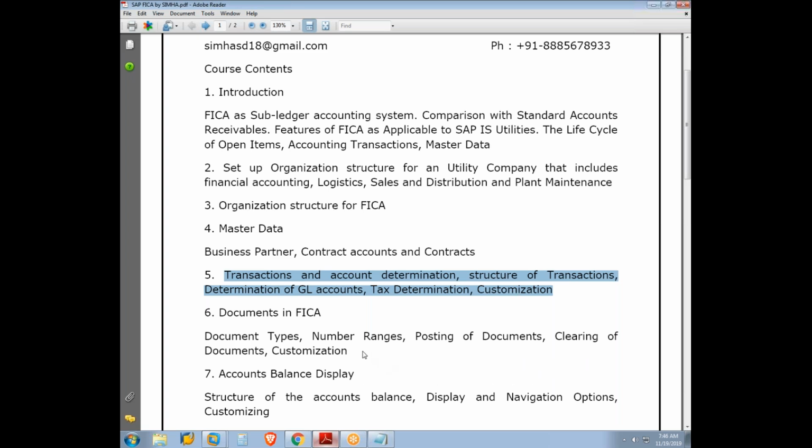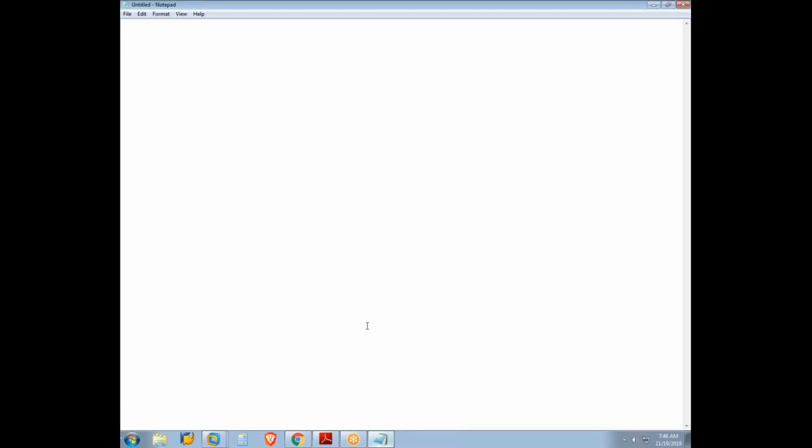Now, when you say transaction in SAP, it always means we are recording a business process in SAP. One thing is master data, which we maintain. Then come the transactions. The transactions in SAP mean the business process; we are mapping a business process into SAP.